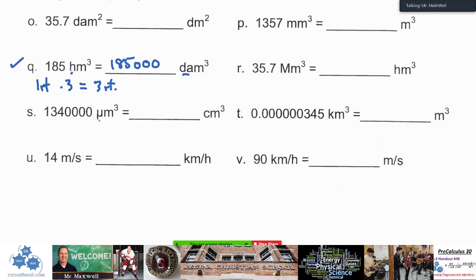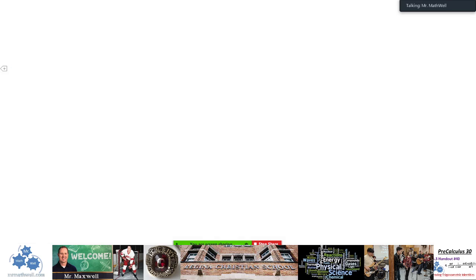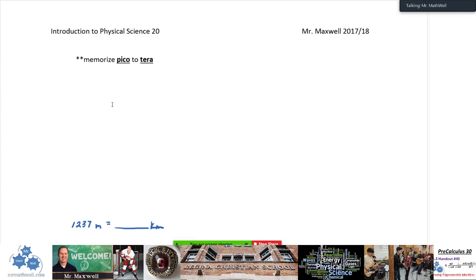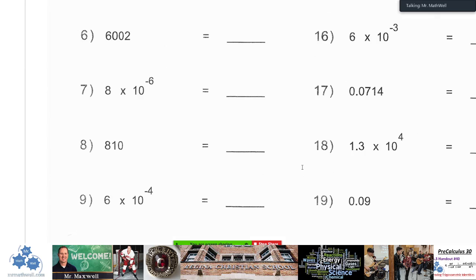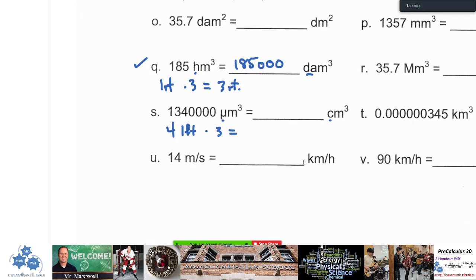For the letter S, micro to centi. So micro is 10 to the negative 6. Centi is 10 to the negative 2. So that's 4 spaces left, right? Times 3. So we would normally go 4 spaces left. Is that right? Are you agreeing with me there? Let's see. Where's our staircase? So micro to centi, okay.